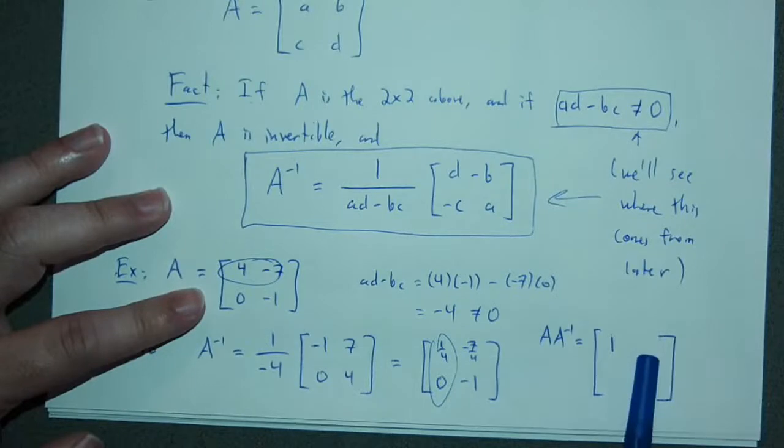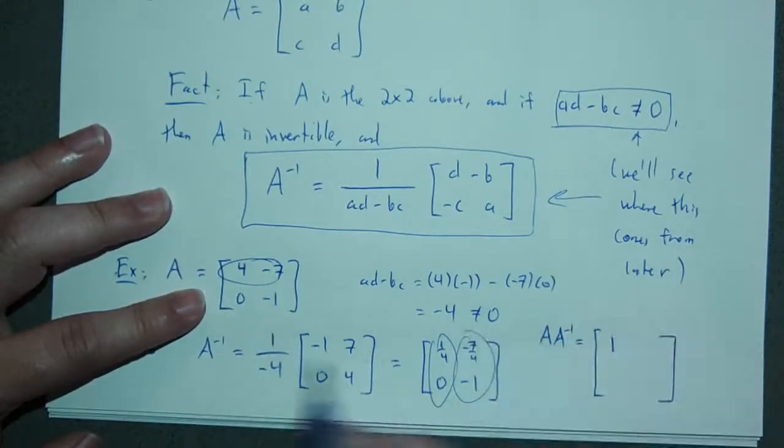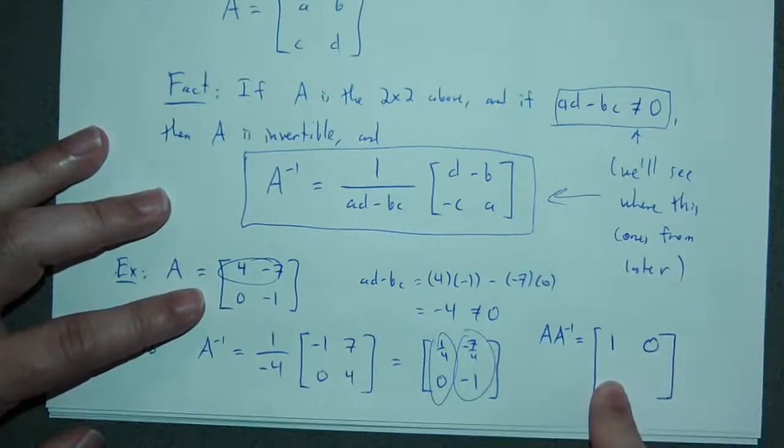The next entry is first row, second column. I get 4 times minus 7/4, so that's minus 7, plus minus 7 times minus 1. So that's minus 7 plus 7, which is 0.